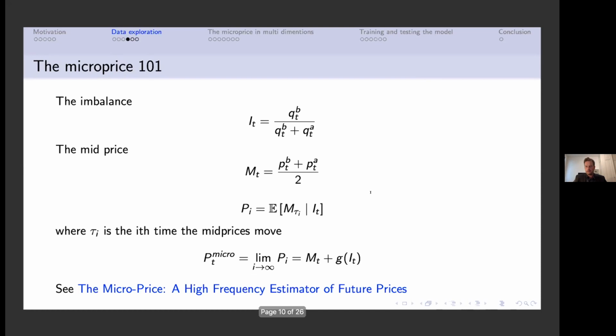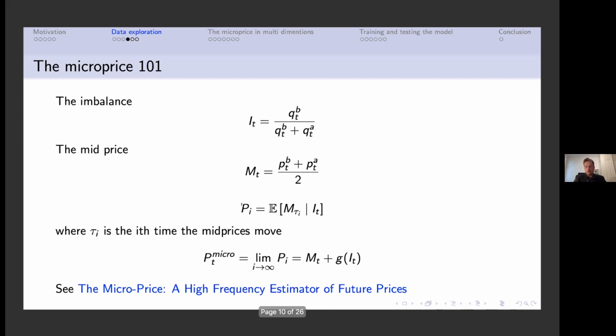And now I'm going to start building what I'm going to call the micro price. This first quantity here, P_i, is the expected mid price at tau_i, where tau_i is the time of the ith mid price move. So tau 1 would be the expected mid price at the next price move. It'll either go up by a tick or down by a tick. So you could think of P1 as the average: the probability of going up times the price if it goes up, plus the probability of going down times the price if it goes down. And in fact, this is conditioned on the imbalance, because as I've mentioned, the imbalance does predict and influence future price moves.